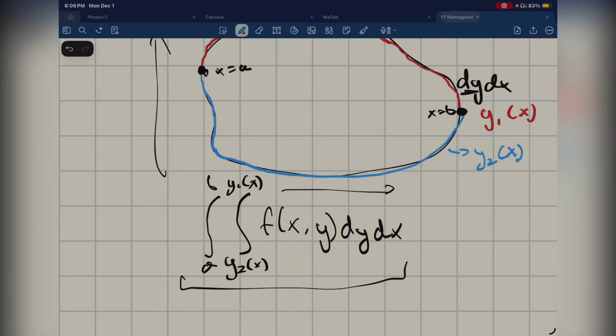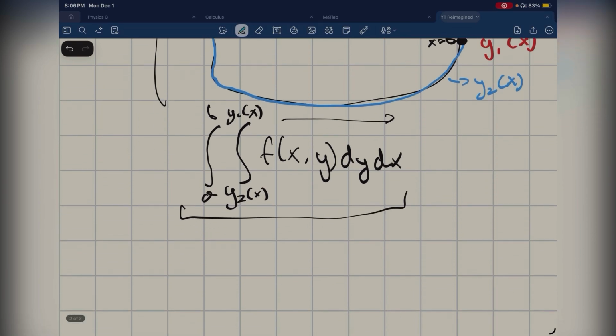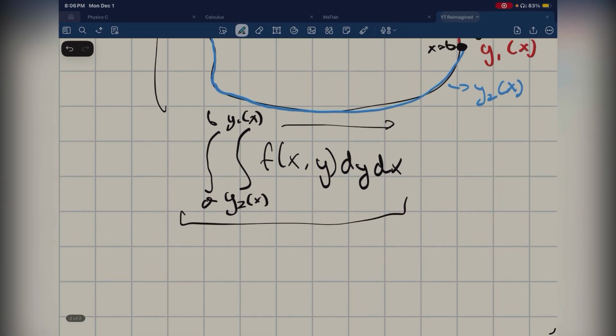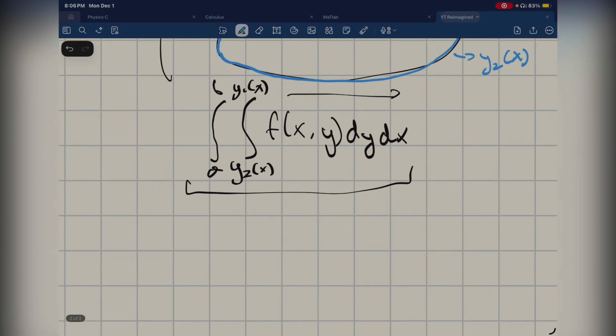And now you're going to have this function right here. You're wondering, wait, now my bounds are functions. How does that work? Well, it's pretty simple. So you have a to b.